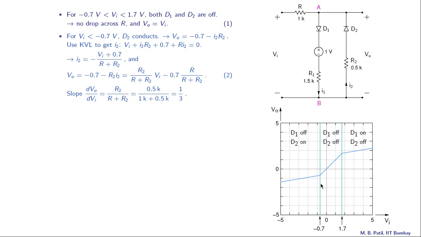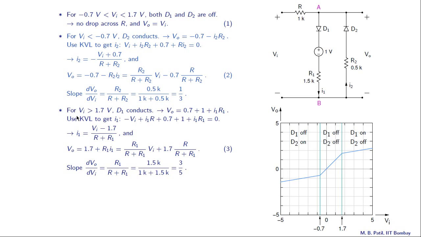Note that the Vo versus Vi relationship is continuous as we go from this region to this region, and that can be seen also from equation 2 here. At Vi equal to minus 0.7 volts, equation 1 predicts that Vo should be minus 0.7 volts, and let us see what equation 2 predicts. Let us put Vi equal to minus 0.7 here, and then we have minus 0.7 times (R2 plus R) divided by (R plus R2). So that gives Vo, and that also will turn out to be minus 0.7 volts. So therefore there is continuity over here.